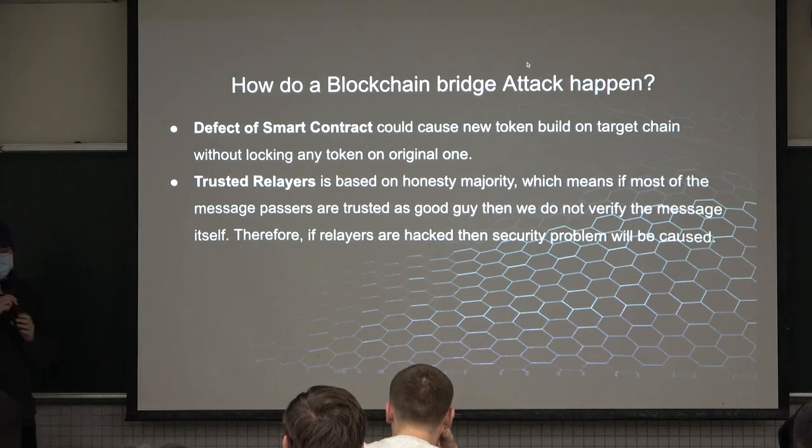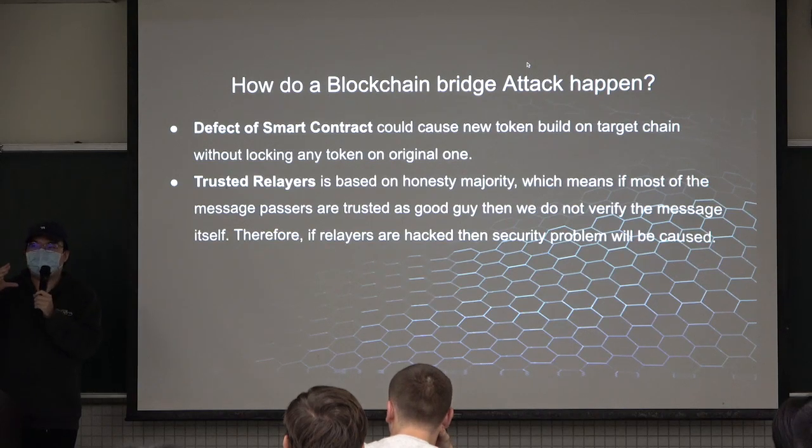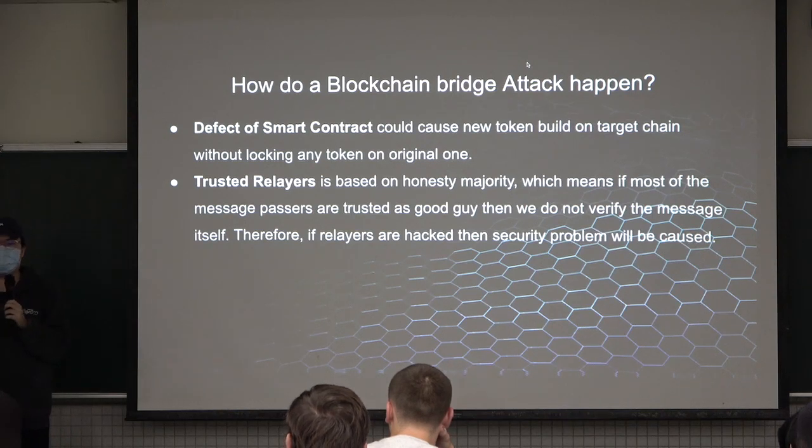Okay, so how does a blockchain bridge attack happen? We talked about the smart contract earlier. So when this smart contract is passed from one dealer to another dealer, there's also a person who is like the guardian.